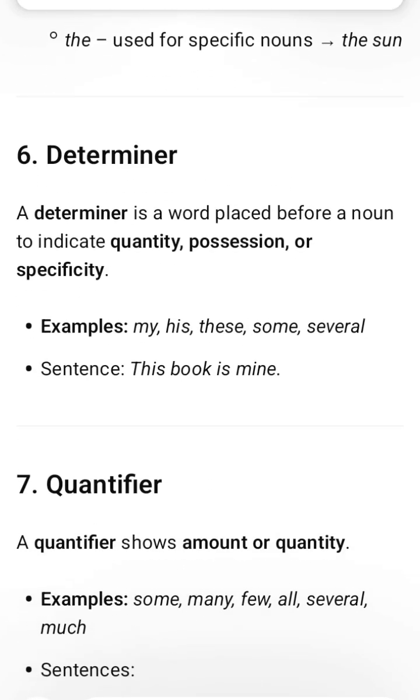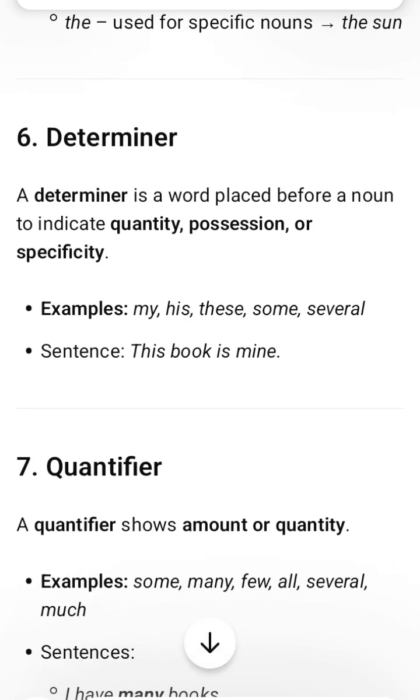6. Determiner. A determiner is a word placed before a noun to indicate possession or specificity. Examples: my, his, these, some, several. Sentence: This book is mine.